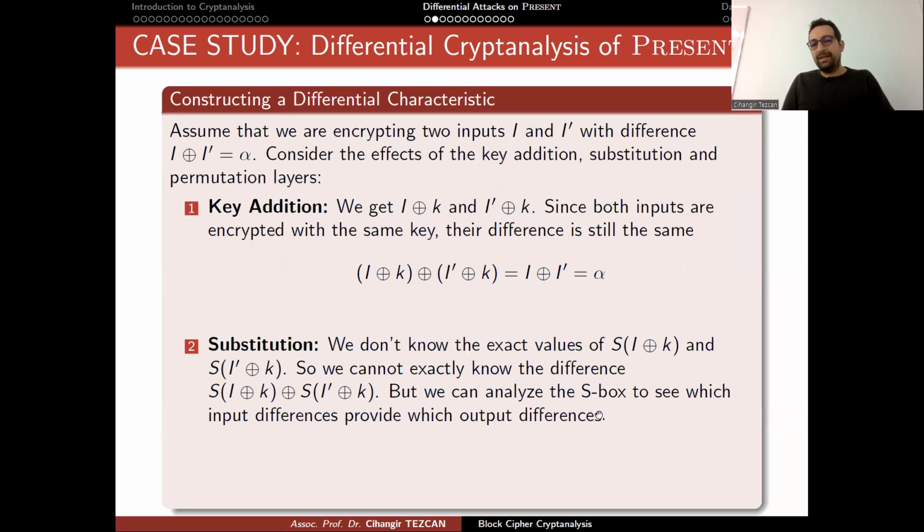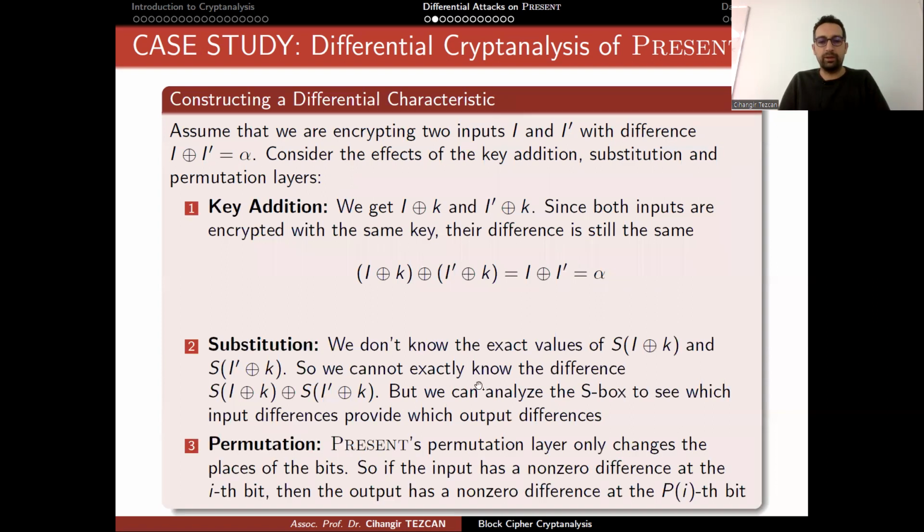But we can analyze the S-box to see which input differences provide which output differences. So here probability theory comes into play. Now we cannot say something with certainty, but we can say with probability this might happen. We will talk about this. But let's look at the permutation layer.